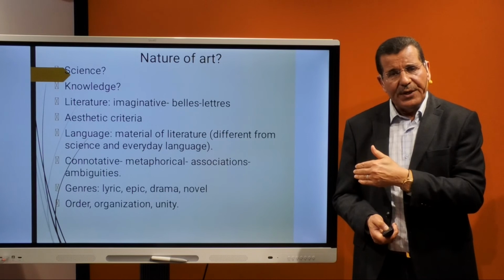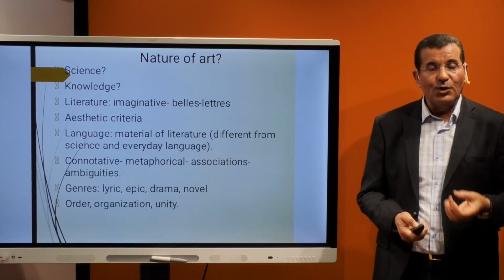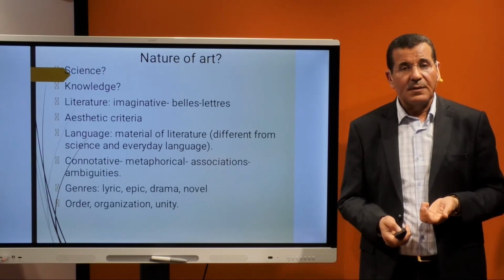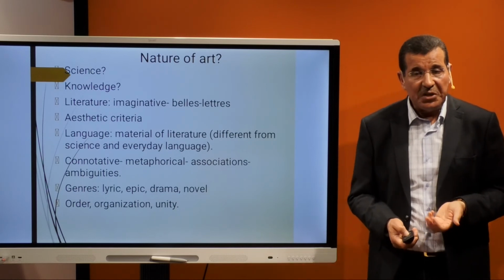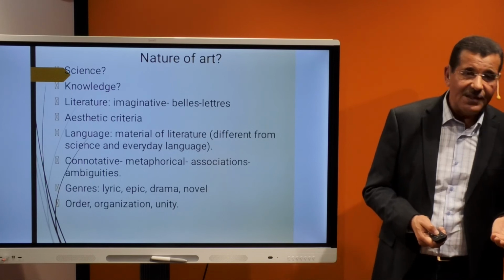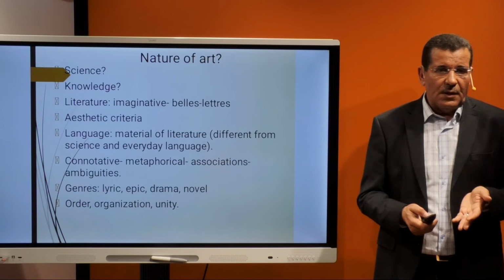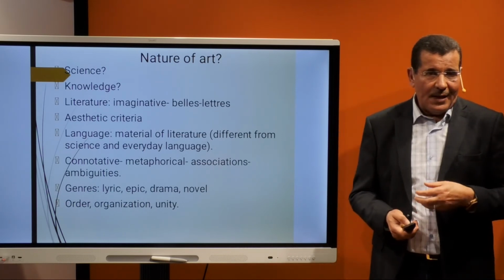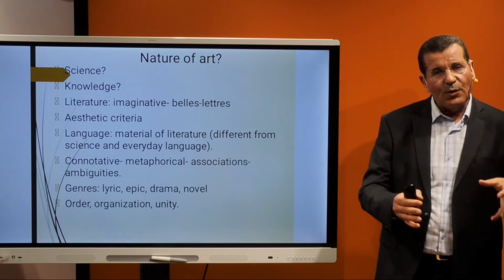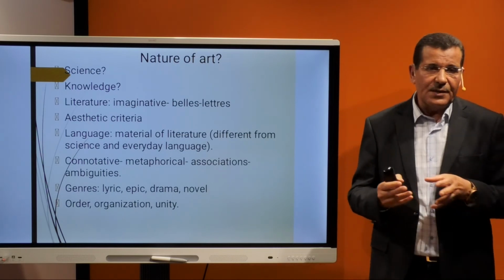After this brief bird's-eye view of conceptions of art, the meaning of art, I ask the question: what is the nature of art? Is it science? Is it knowledge? Is it philosophy? It is all of these, and it is none of these. Of course, literature is imaginative, and probably the thing that we can do to distinguish a piece of art from a piece of non-art is aesthetic criteria.